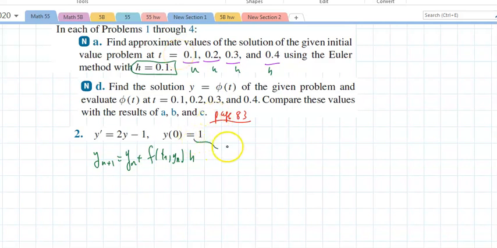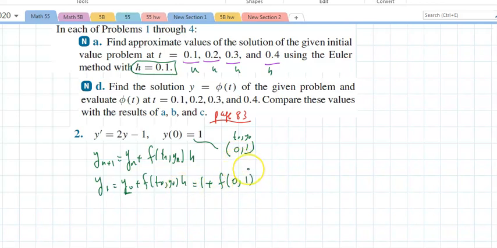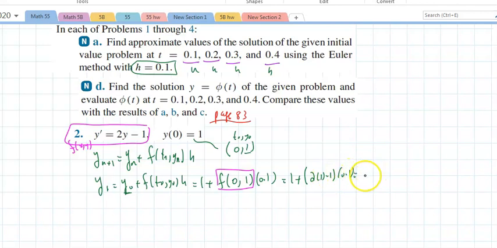So, initially, I have the point (0, 1). That's t sub 0, y sub 0. If I look at y sub 1, that is y sub 0 plus f of t sub 0, y sub 0 times h. And if I plug in what I know, y sub 0 is 1, plus f of t sub 0, y sub 0, and 0.1 is the h. This is f of x, y. If I throw a 0 in for x, there is no x, this depends only on y. So it's 1 plus 2 times 1 minus 1 times 0.1, and that turns out to be 1.1.